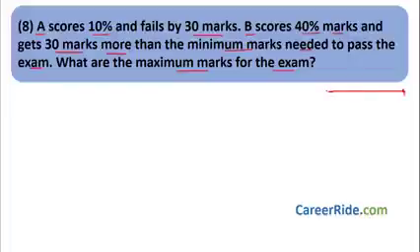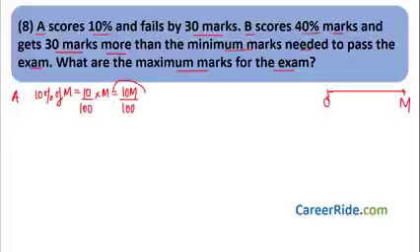So let us say if this is the exam and maximum marks are these, this is 0 and these are maximum marks. How much does A get? A scores 10%, that means A gets 10% of maximum marks, that is nothing but 10 upon 100 multiplied by M, that is 10M upon 100. These are the marks which A receives, right? And it is also given that A fails by 30 marks, that means A got 30 marks less, otherwise A would have got passing marks. If A would have got 30 marks, A would have got passing marks.